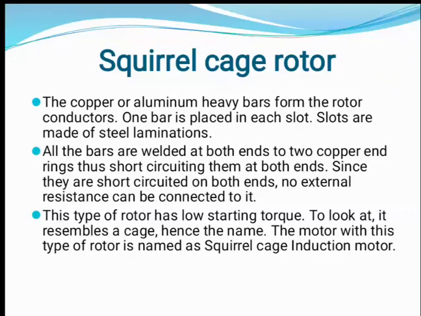In case of the squirrel cage rotor, usually copper or aluminum heavy bars are used as the rotor conductors. Usually one bar is placed in each slot. The slots are made up of steel laminations. All these bars are welded at both ends to two copper rings, thus short circuiting them at both ends. Since they are short circuited at both ends, no external resistance can be added in this squirrel cage rotor.